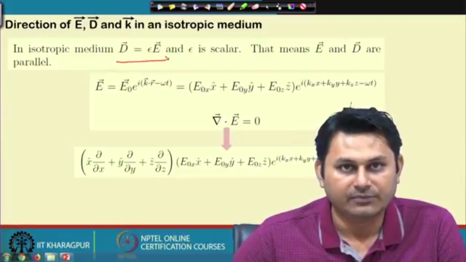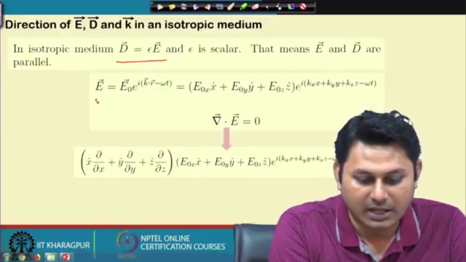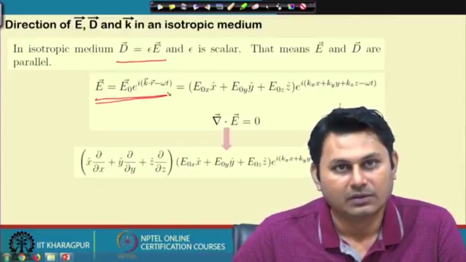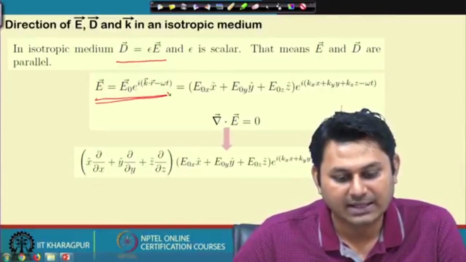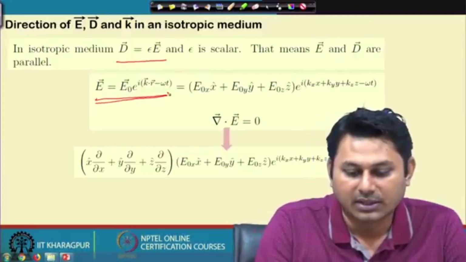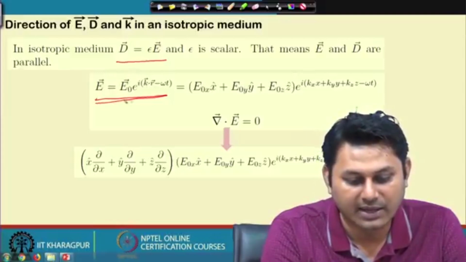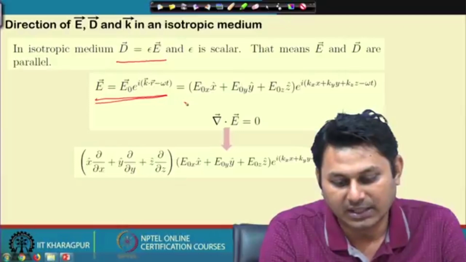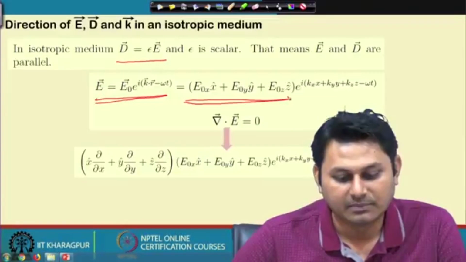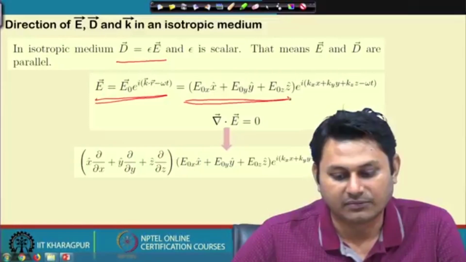Now, if D and E are parallel, then I will have a plane wave solution for E. So, E is E0 e to the power i (k dot r minus omega t) as usual. So, what we will do is expand this, because we are dealing with the direction. So, E is expanded; the vector E0 is the amplitude of the electric field. So, this electric field amplitude is a vector quantity.